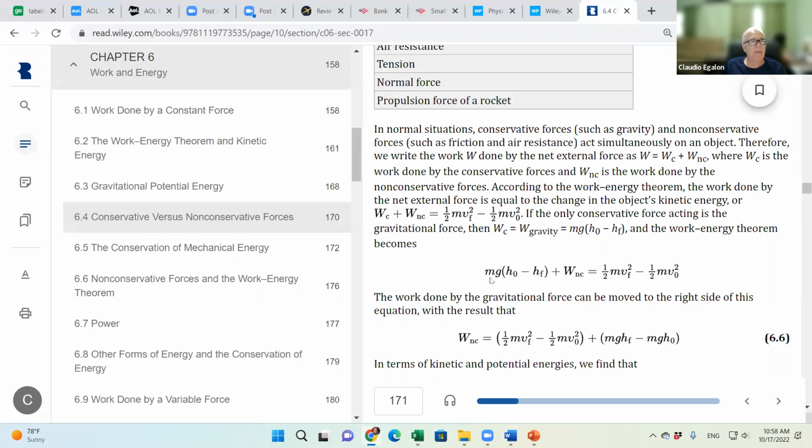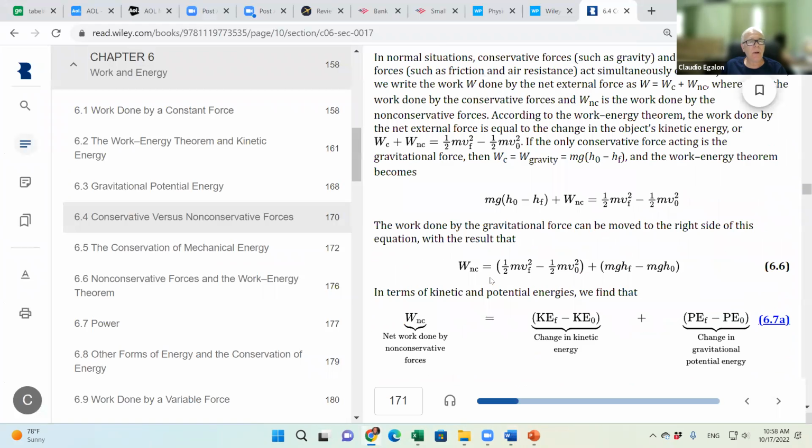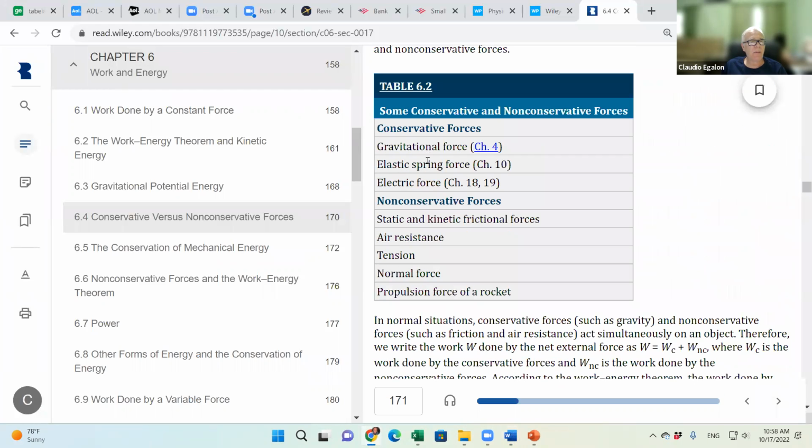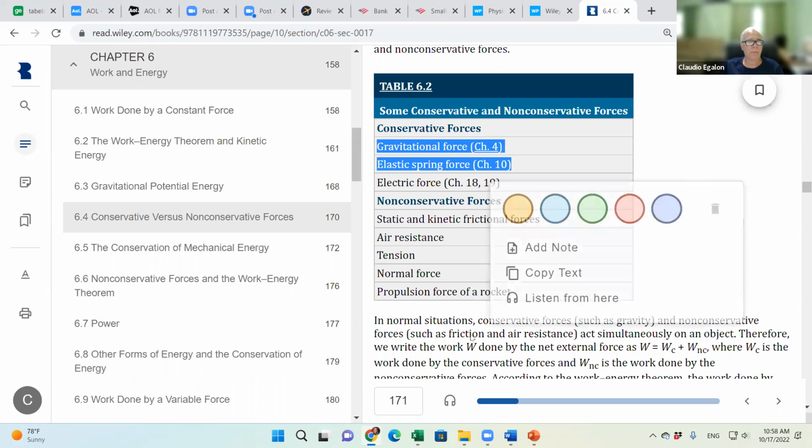10:58. So let's see if we have something else here. Conservative forces: gravitational force, elastic spring force. Non-conservative: static and kinetic frictional force, resistance, tension, normal force, propulsion force of a rocket. They are all non-conservative forces. There are very few conservative forces, so your best bet is just to memorize what the conservative forces are. In this course alone, all you have to worry about are those two conservative forces.